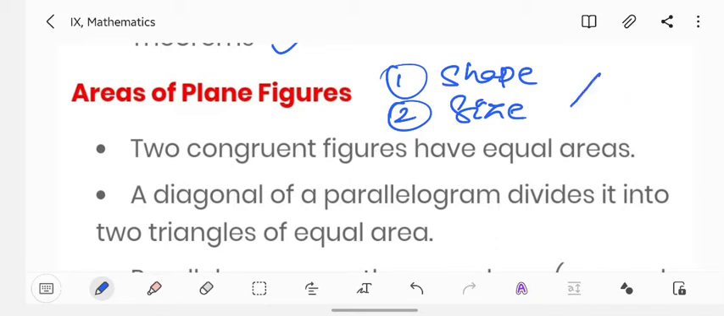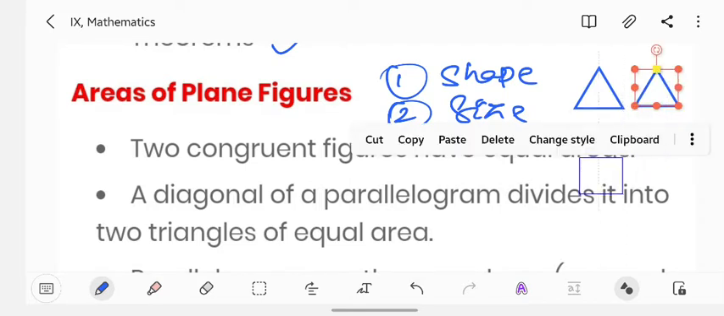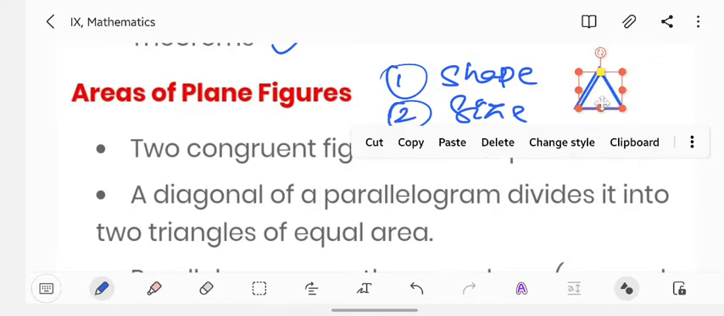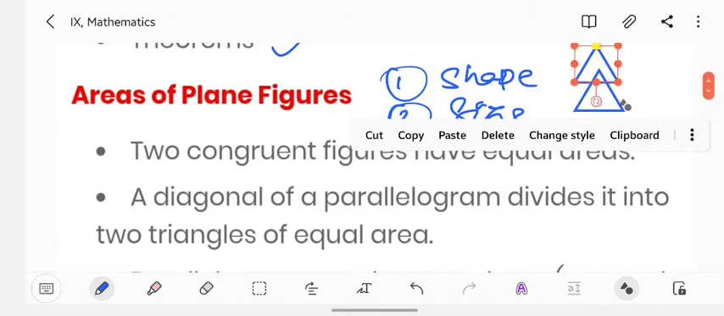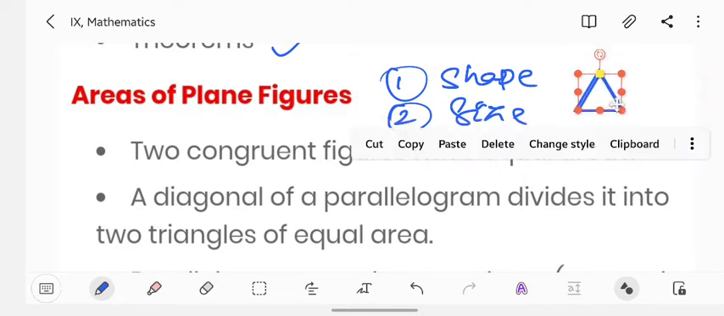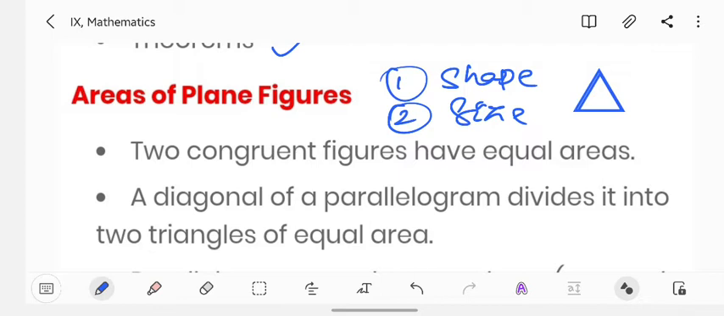Simply, we see a triangle here. This is one triangle and the second one is this triangle. So when the first triangle overlaps the second triangle, then we can say that these two triangles are congruent. I'll draw one more time. So the first triangle here, when I try to overlap on the second one, it perfectly fits on the second one. So when it fits on the second one, we can say that the triangles are congruent with each other.